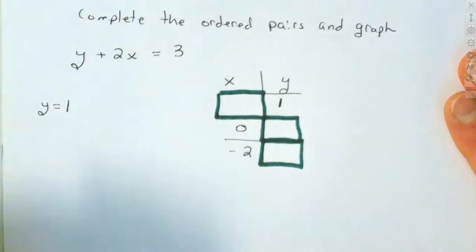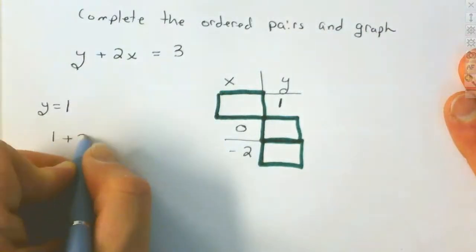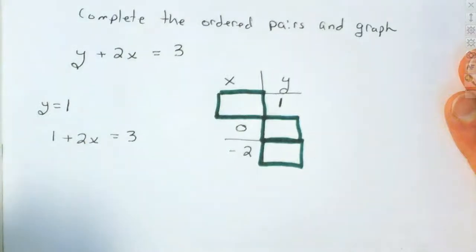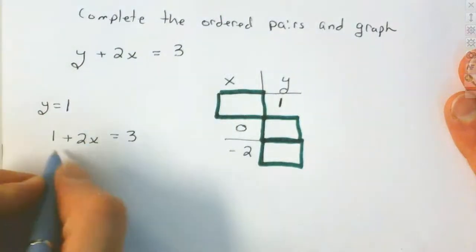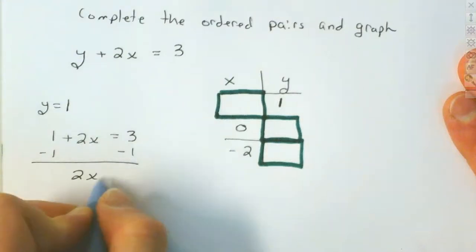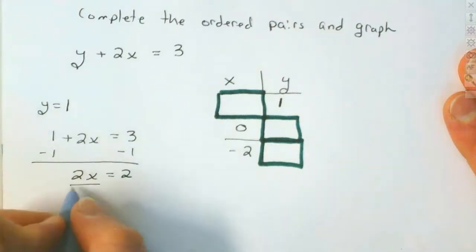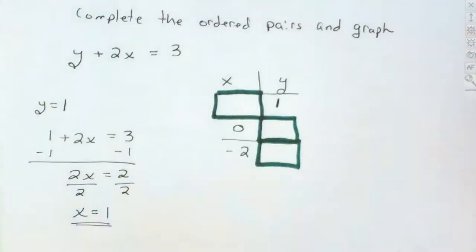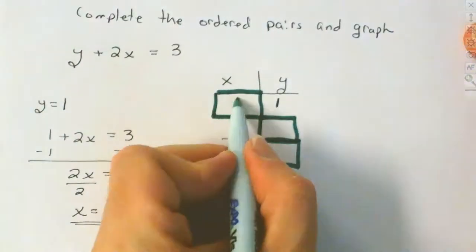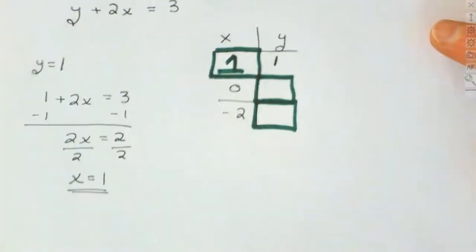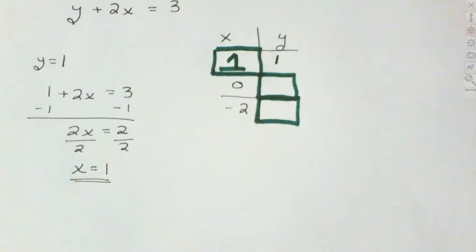And if I plug in y equals 1, we get 1 plus 2x equals 3. Okay, we're going to solve this for the missing variable, which is x. So we're going to move that 1 over. So 2x equals 2. We'll divide by our 2. And what does x now equal? X equals 1. So that's going to go right here. We just do each individual blank. Now, what about the next one?